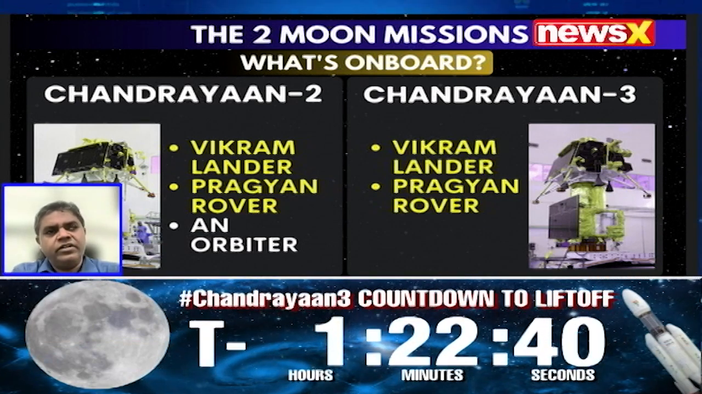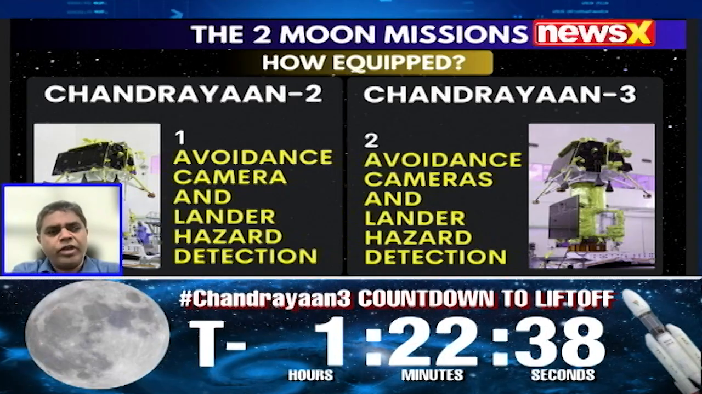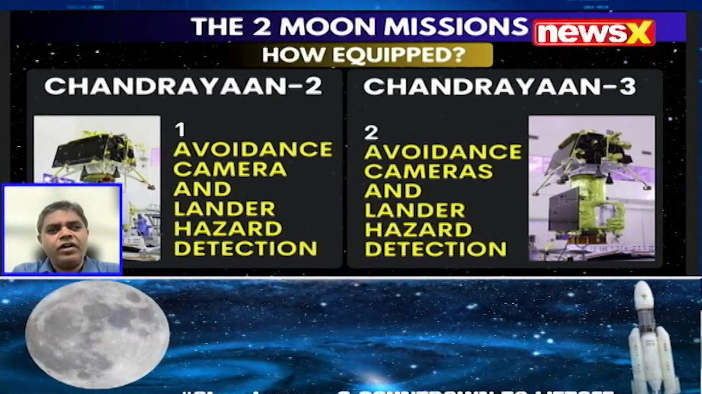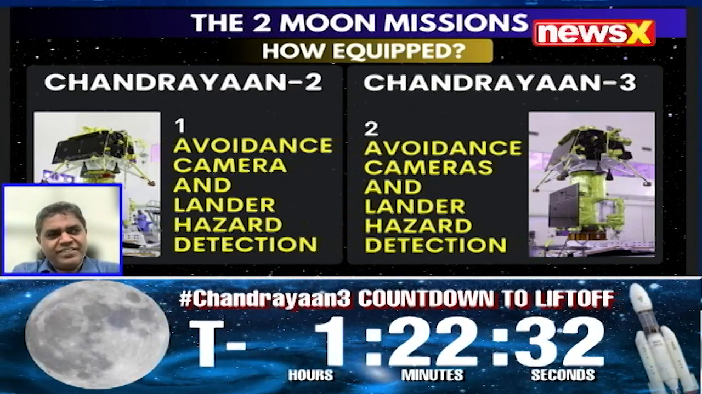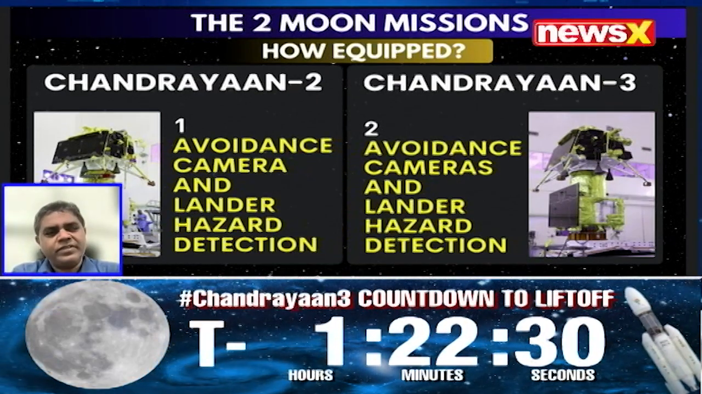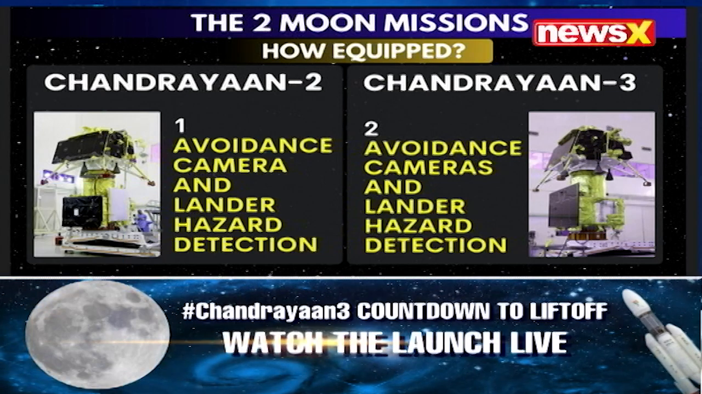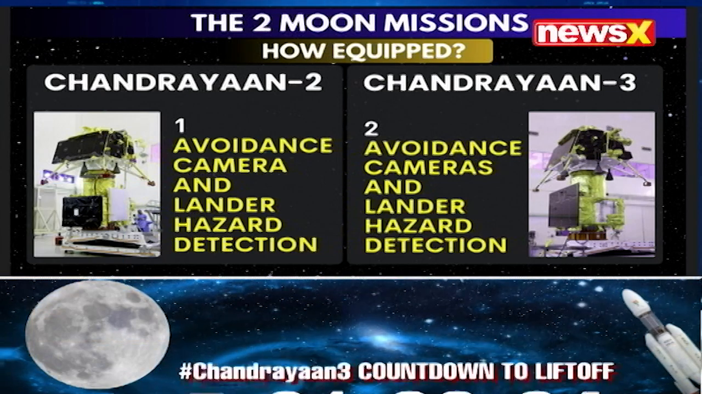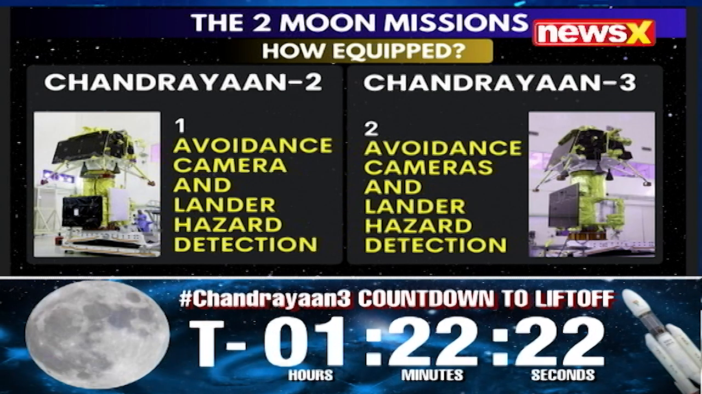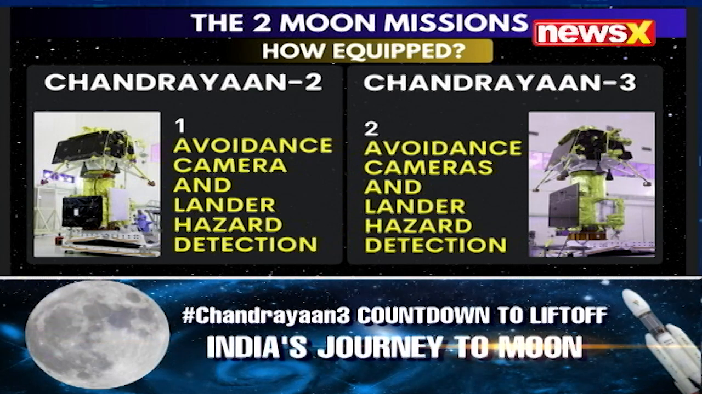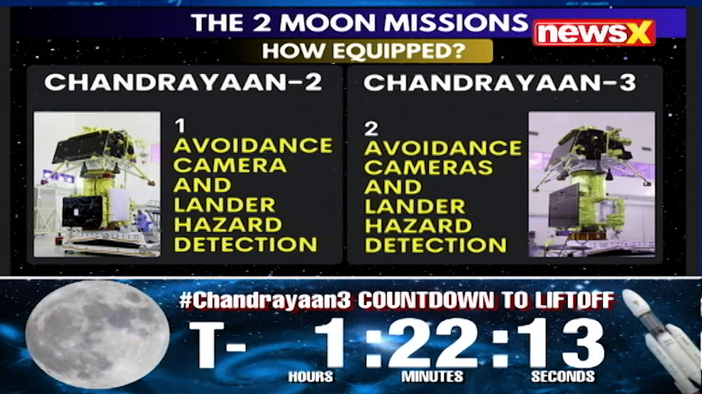The second thing is I think everybody is looking forward to whether this is going to actually succeed again or not. I think yes, and on that note, Dr. Chakravarti, Chandrayaan 2 had one avoidance camera and lander hazard detection, whereas Chandrayaan 3, we've been told, is equipped with 2 avoidance cameras and lander hazard detection equipment. What's the role that this sort of equipment plays, sir?